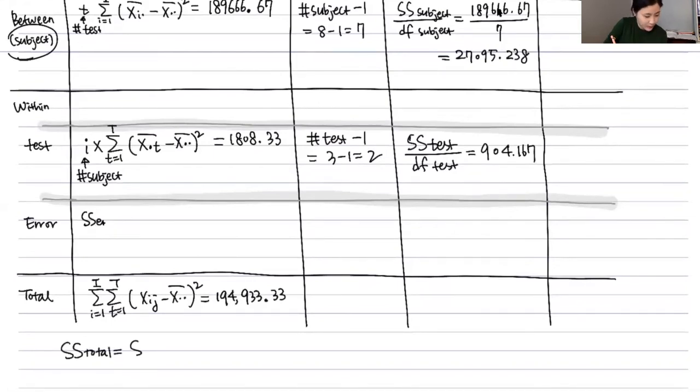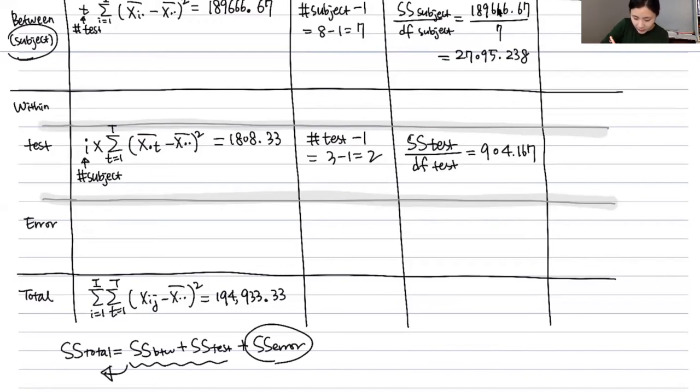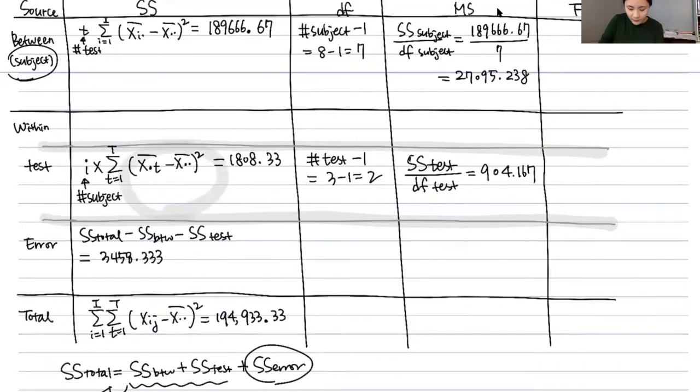because the sum of square total is sum of square between plus sum of square test plus sum of square error. We want to calculate sum of square error, so we need to move this one to the left side. So sum of square error is sum of square total minus sum of square between minus the sum of square test. If I add these two numbers, that is my sum of within.